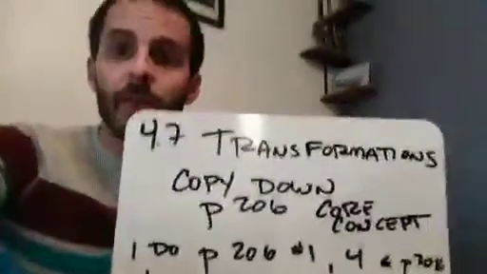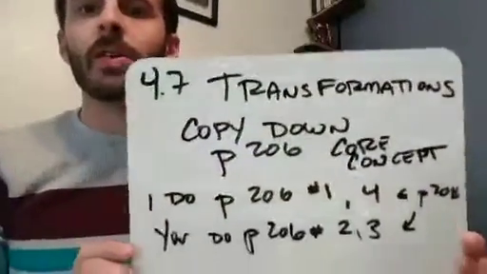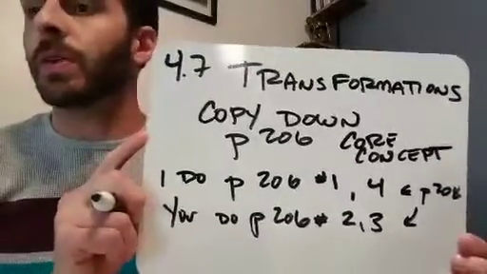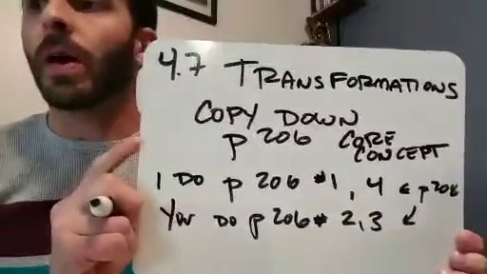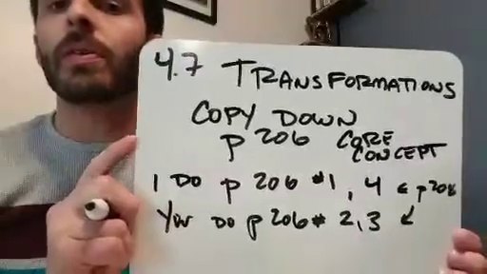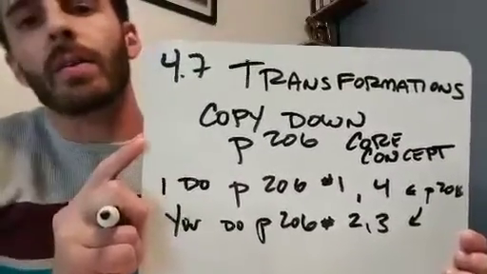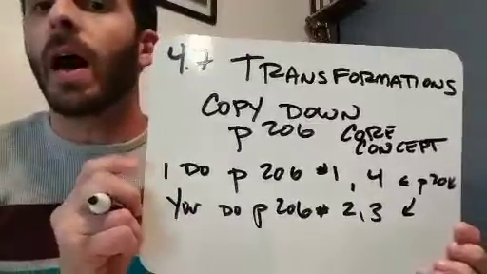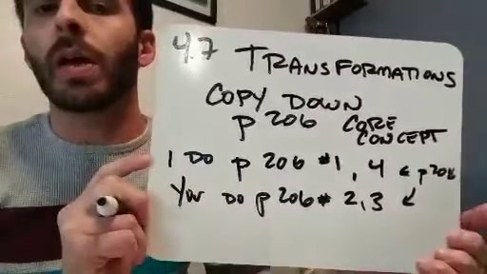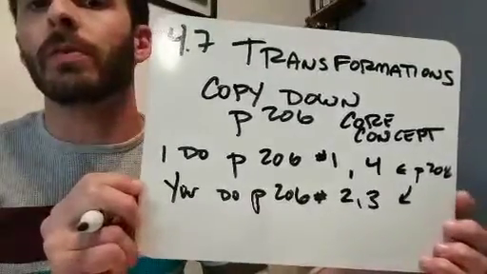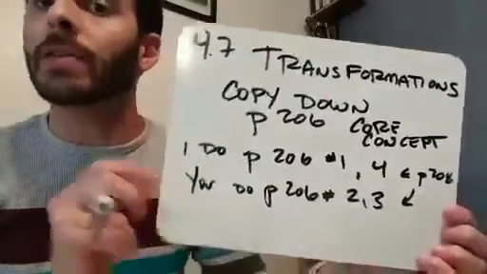Okay, so today we're going to be doing 4-7 transformations. I need you to turn to page 206 right now and copy down the core concept. It should look very familiar, but we're not doing it with lines and we're not doing it with quadratics. We're going to do it with everything that comes in front of us. I'm going to do page 206 numbers 1 and 4, and you're going to do page 206 numbers 2 and 3. By the way, 3 and 4 are on page 208, so look at the examples as you go.